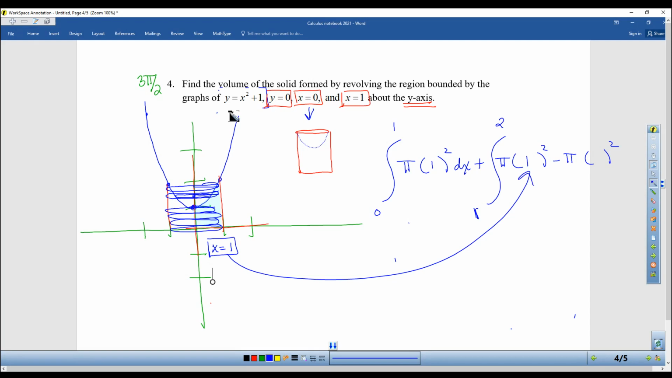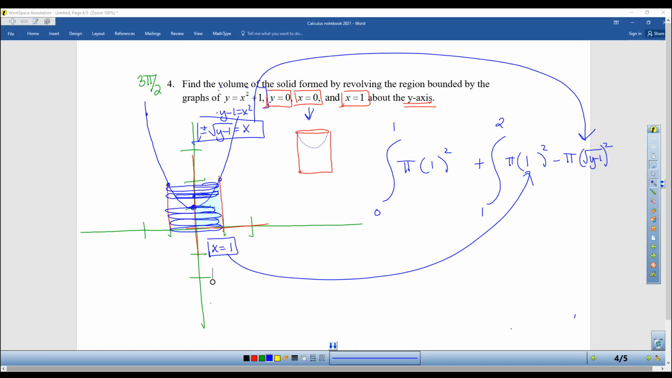So this one's x is equal to 1. And this one is y minus 1 is equal to x squared. X is equal to plus or minus, but we only want the plus, the square root of y minus 1. And this one is going to create my inner radius. And then since we're going around the y-axis, we do want to write dy, which I need to change this one to dy also. I had a dx there. Sorry about that.